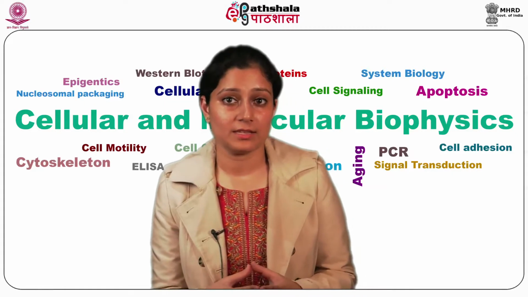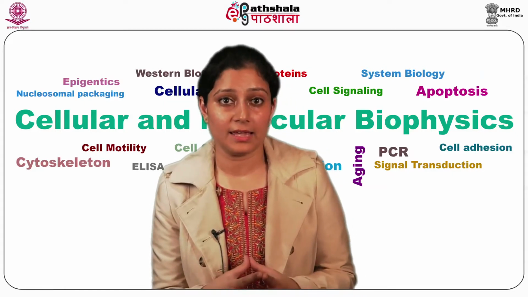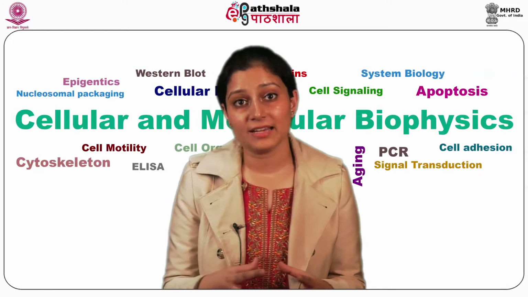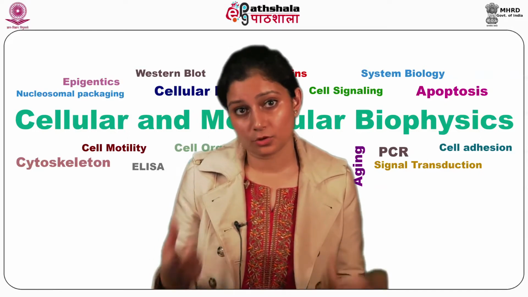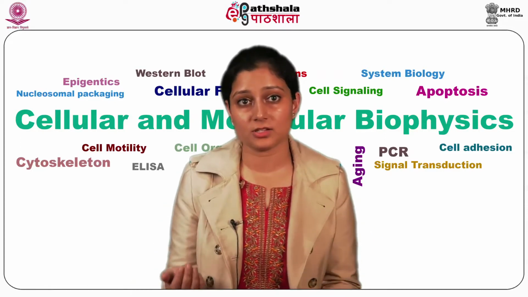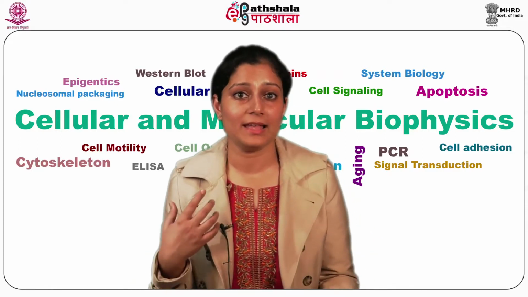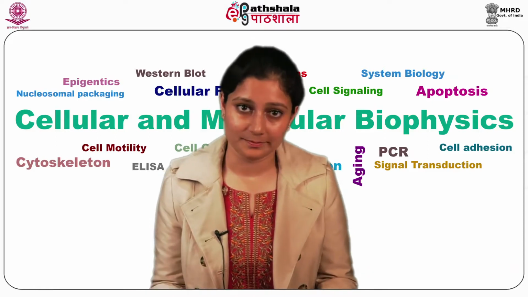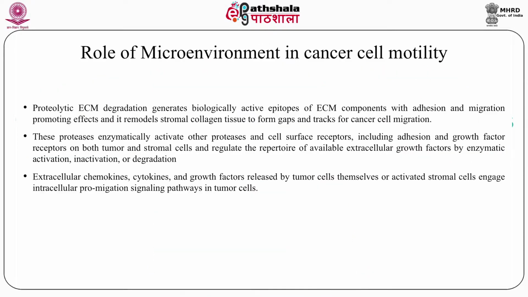Cell surface proteases, MMPs and ADAMs cause contact-dependent proteolysis of structural proteins, including fibrillar and non-fibrillar collagens, fibronectin, laminin as well as tenascin and glypican. Proteolytic ECM degradation generates biologically active epitopes of ECM components with adhesion and migration promoting effects. And this remodels the stromal collagen tissue to form gaps and tracks for cancer cell migration.